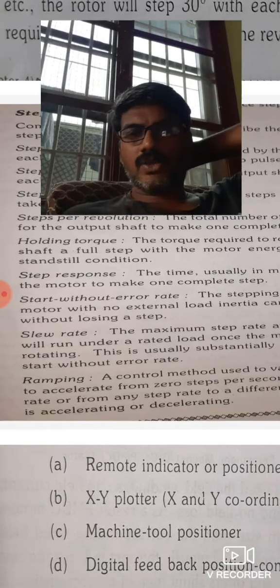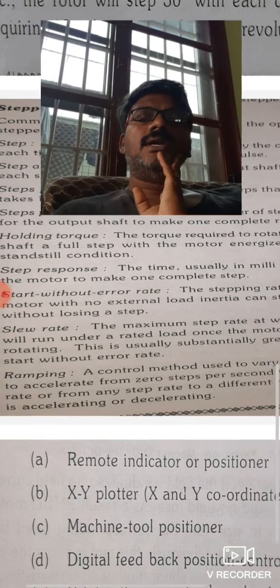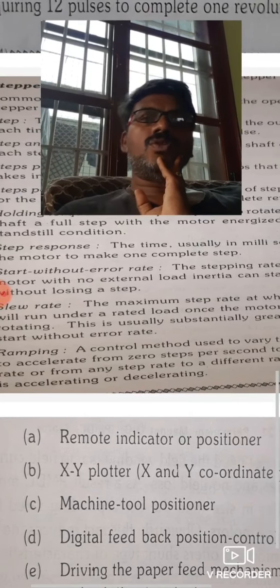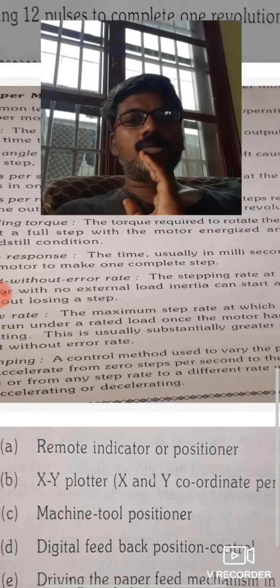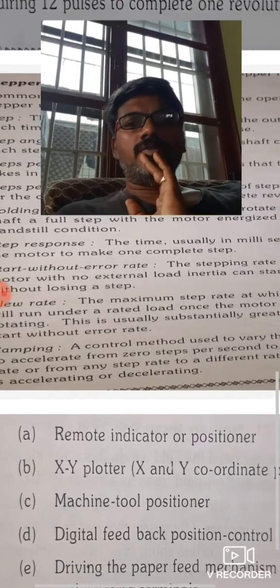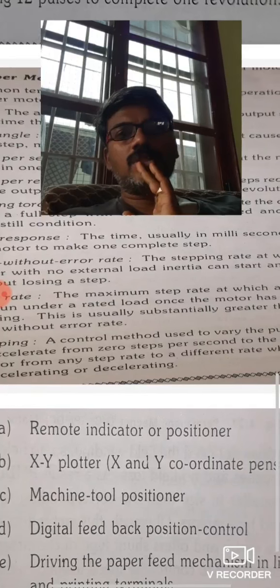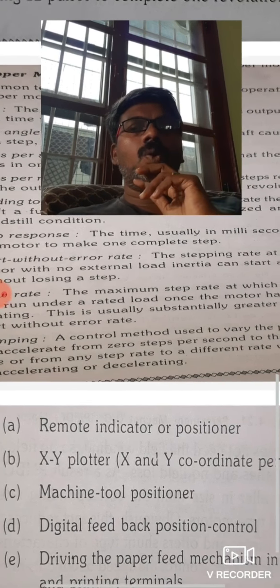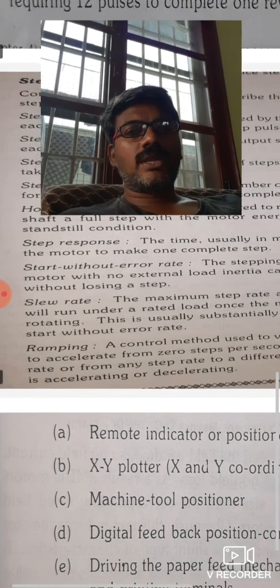And next, two very important definitions: the start without error rate and the slew rate. Start without error rate is for without external load, and slew rate is for with load. The stepping rate at which a motor with no external load inertia can start and stop without losing a step is known as start without error rate.